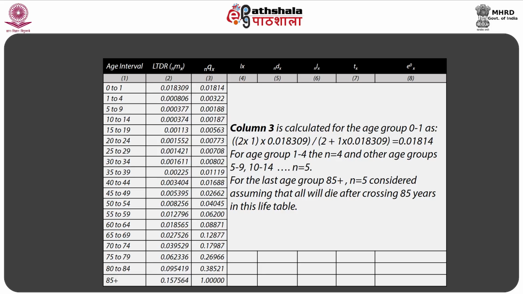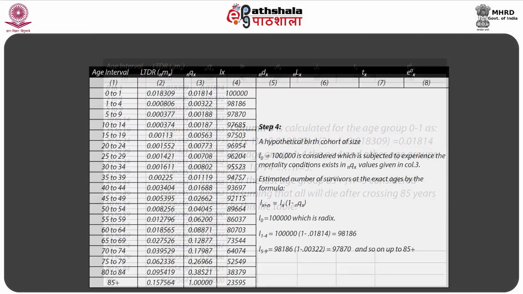10 to 14, and so on, n equals 5. For the last age group 85 plus, n equals 5 is considered, assuming that all will die after crossing 85 years in the life table. Step 4.